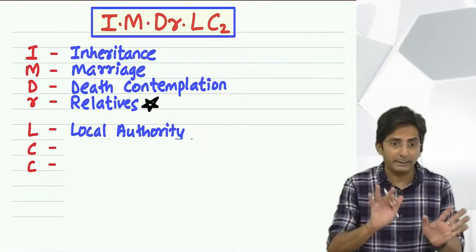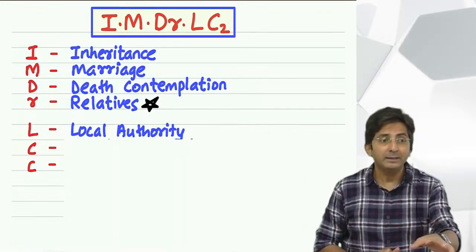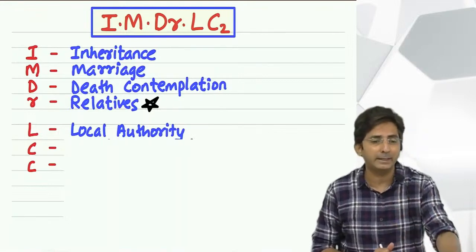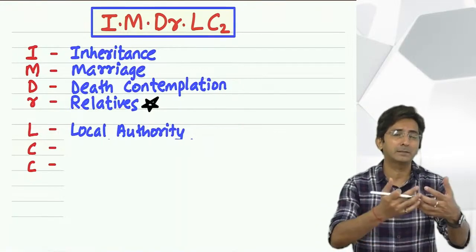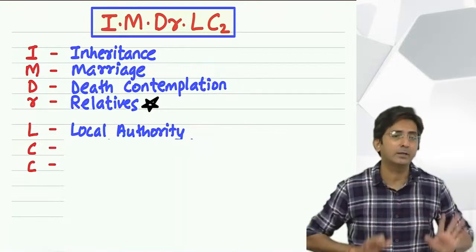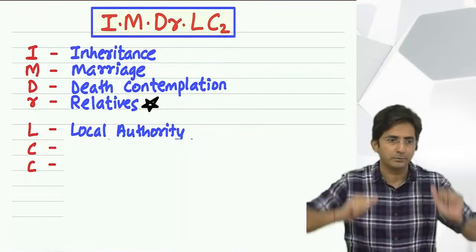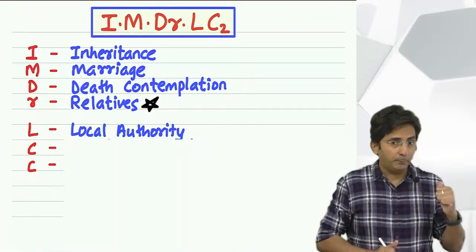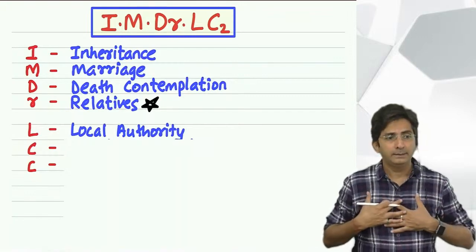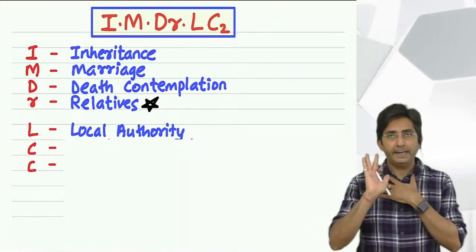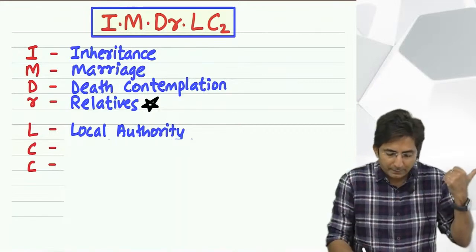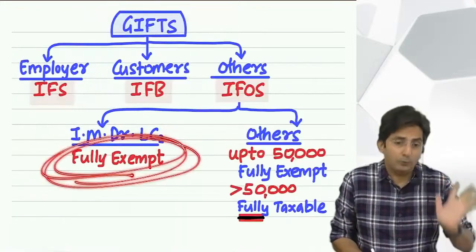If they have given a gift to someone, that means definitely it might be due to some natural calamity, some poor people have suffered destruction, and for that they have given a gift. So it's believable, it's genuine. See, every time you have to convince yourself: yes, it is a genuine gift. And only if it is a genuine gift are we convinced it is fully exempt. Okay.